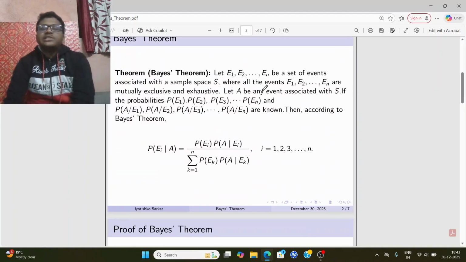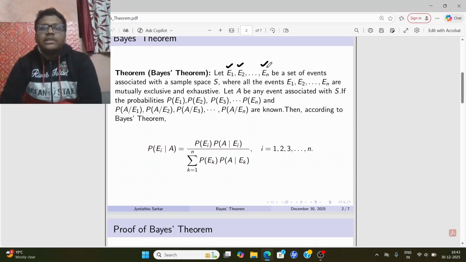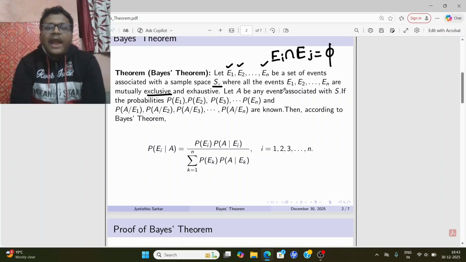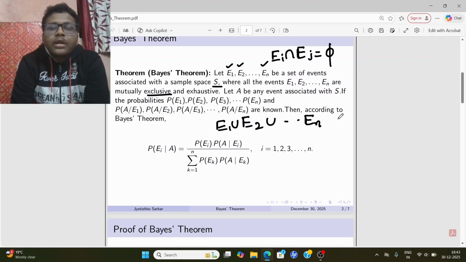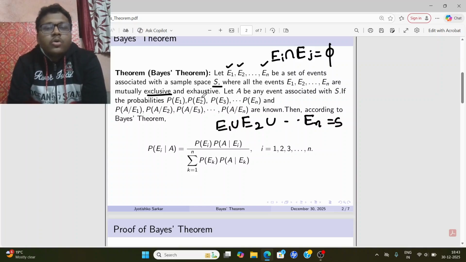So Bayes theorem suggests that suppose we have E1, E2 up to En be a set of events associated with a sample space S, where all the events are mutually exclusive. What does it mean? Mutually exclusive means if I take any two events, they are disjoint. It means they don't have any common elements between them, and they are exhaustive. What does it mean? Exhaustive means if I take the union of all of them, then it will give me the sample space S.